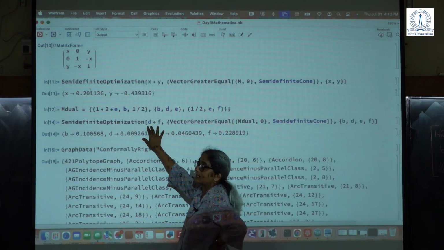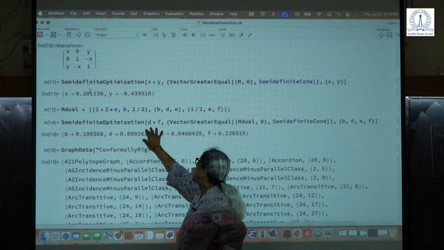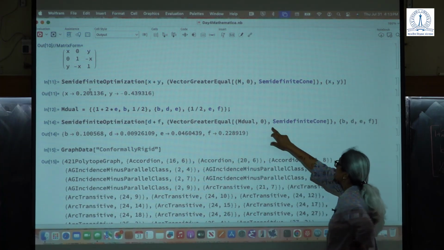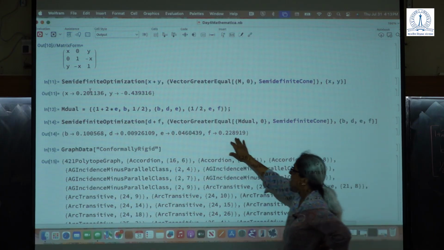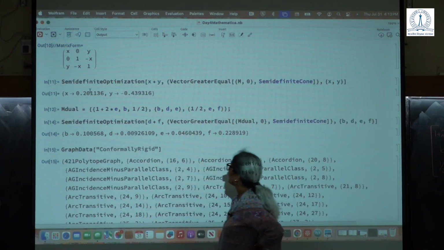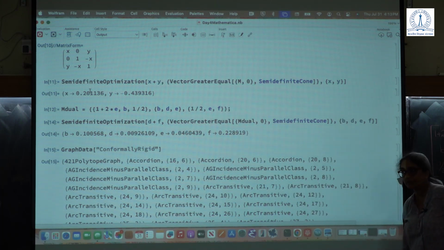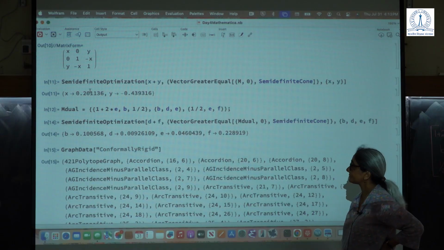I needed to maximize minus d minus f, but I'm minimizing this, subject to this M dual. That's the pink matrix being PSD. And I get back all the values of B, C, D, E, F, and you can check. That's also correct. But the values don't match.